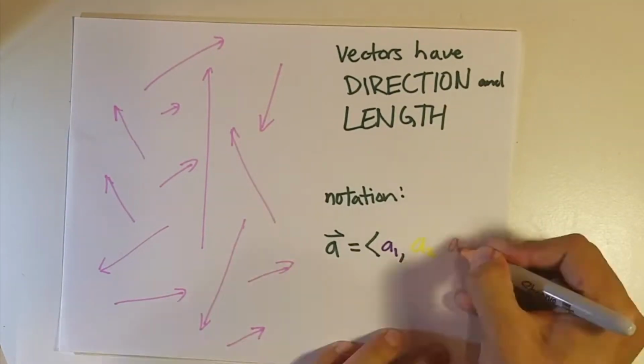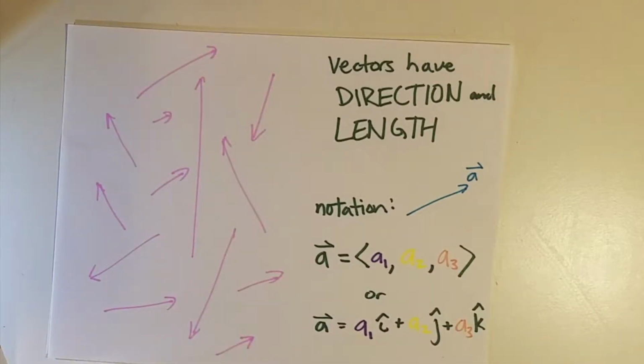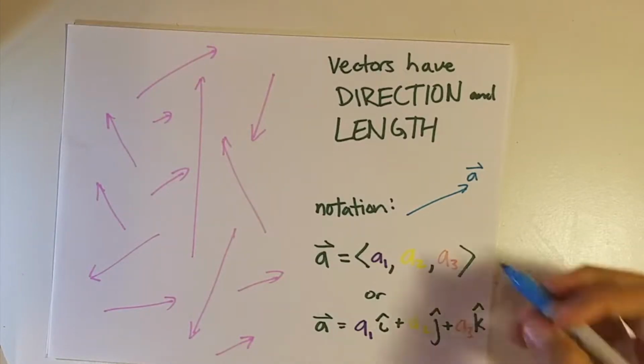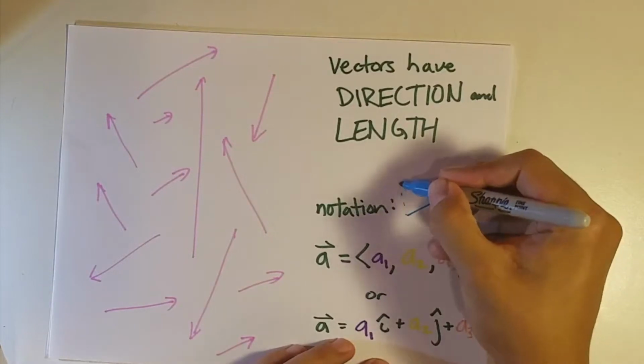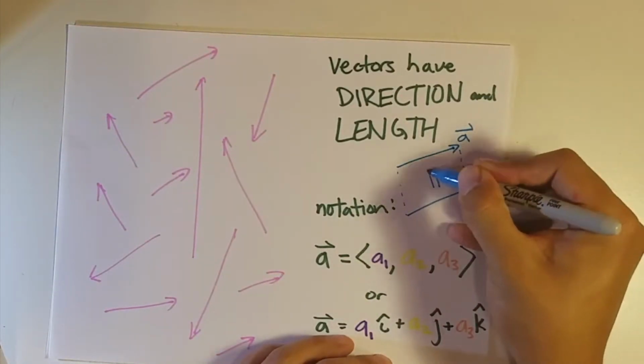For vectors, we use these two notations. The x component determines how far the arrow goes in the x direction. The y component does so in the y direction, and the same for the z direction. A neat property of vectors is that you can move the arrow around and it does not affect the direction or the length. So I can move this arrow here.